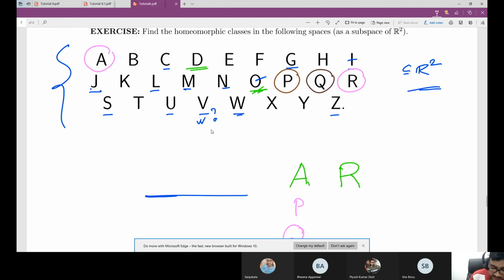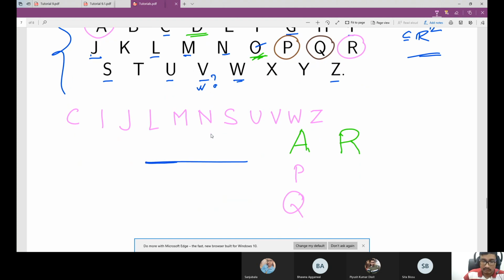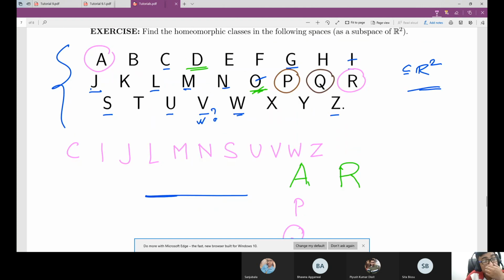And you have the big class, this one, C. I does not have the upper part; if it had the upper part, it would become a different space. Only this line: I, J, L, M, N and then S, U, V, W, Z. Okay. Now look, B's class also has no one else, right?